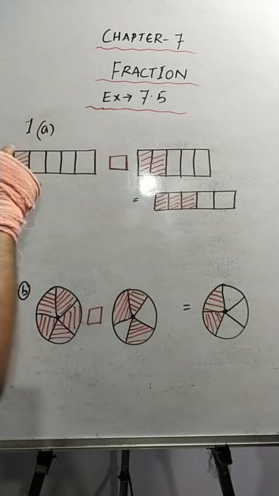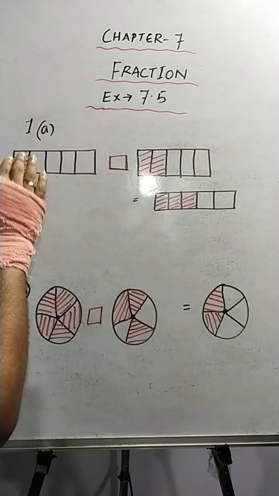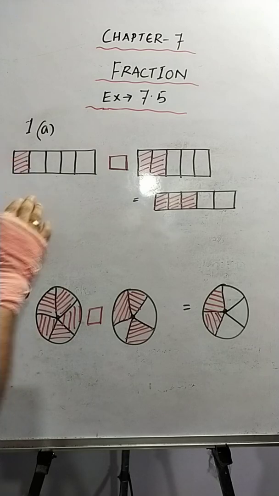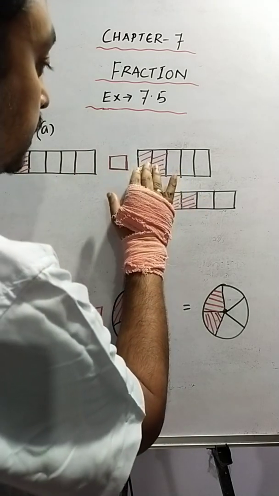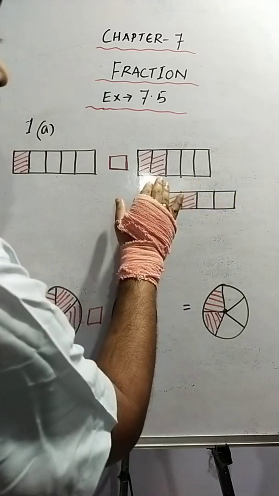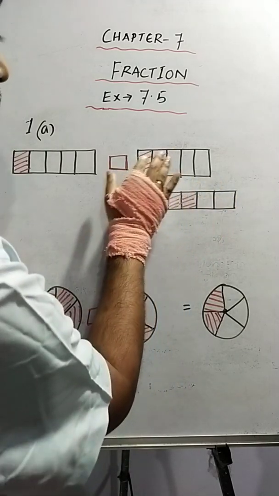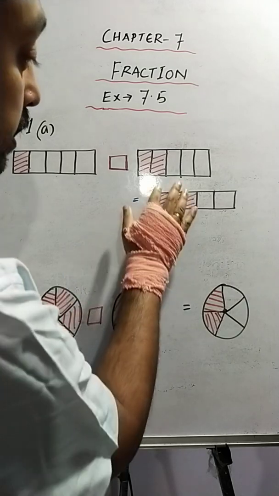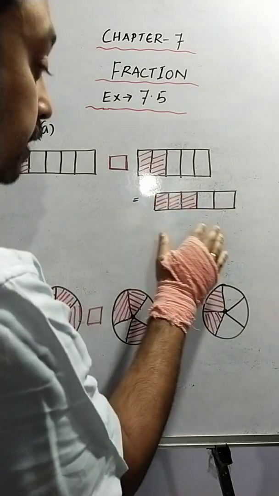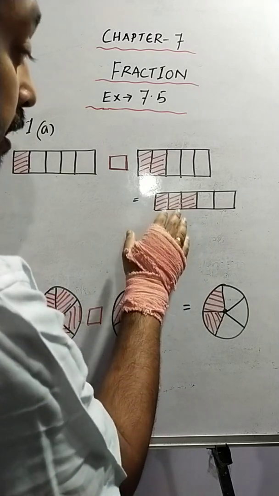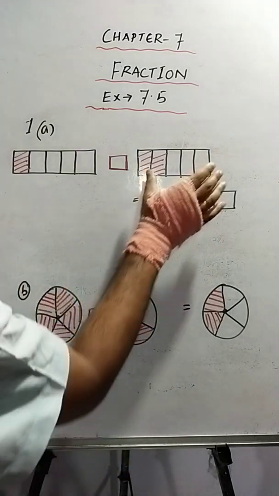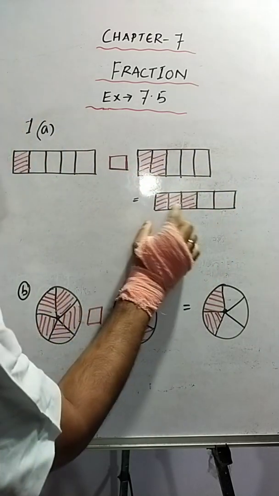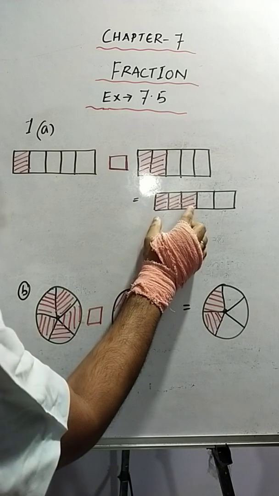You see the first rectangle is divided into 5 equal parts, and out of 5 only 1 is shaded. The second rectangle is again divided into 5 equal parts, but this time 2 parts are shaded. And finally, equals to another rectangle, which is again divided into 5 equal parts. Here 3 parts are shaded. So what is happening actually? If you combine these 2 parts, the result is 3 parts shaded.